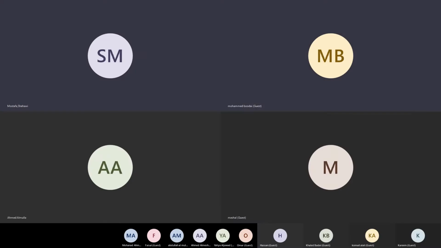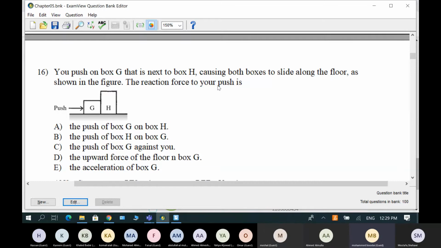You push on box G that is next to box H, causing both boxes to slide along the floor. As shown in the figure, the reaction force to your push is what?